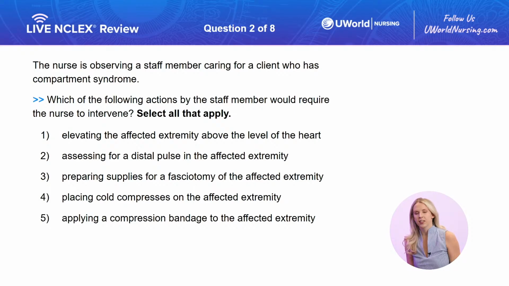Alrighty, question 2. Here the nurse is observing a staff member caring for a client that has compartment syndrome. Which of the following actions by the staff member would require the nurse to intervene? Select all that apply. Our options are 1, elevate the affected extremity above the level of the heart. 2 is assessing for a distal pulse in the affected extremity. 3 is preparing supplies for a fasciotomy of the affected extremity.